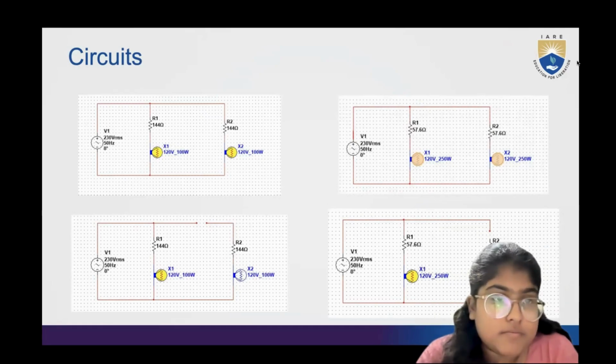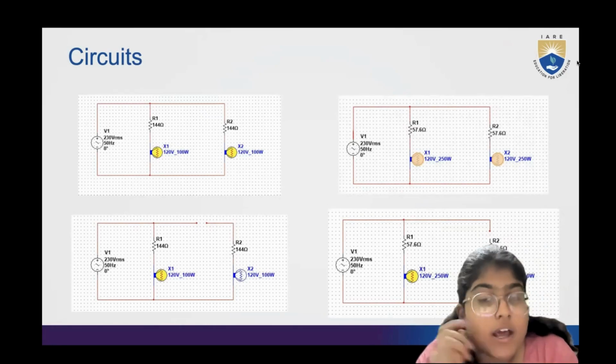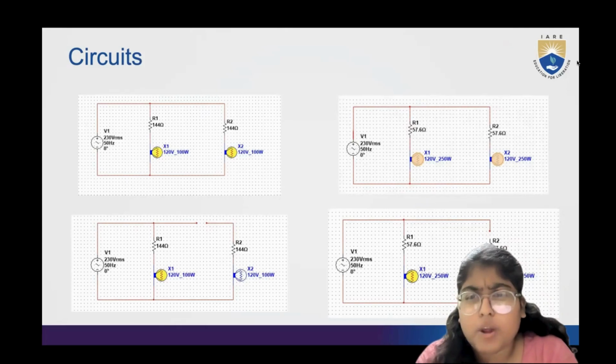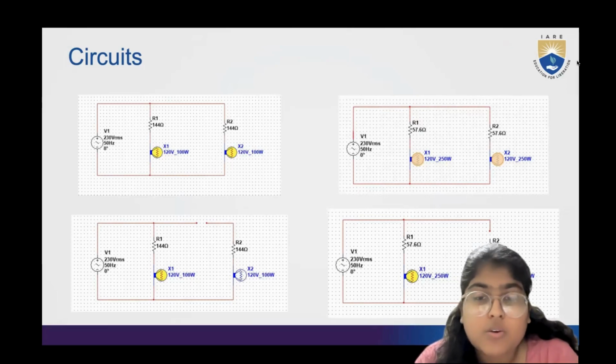If you look, based on calculations, the 100-watt bulb drew approximately 1.6 amperes of current, while the 240-watt bulb, which is on the right side here, drew around 4.0 amperes. The total current was the sum of the two, around 5.6 amperes.